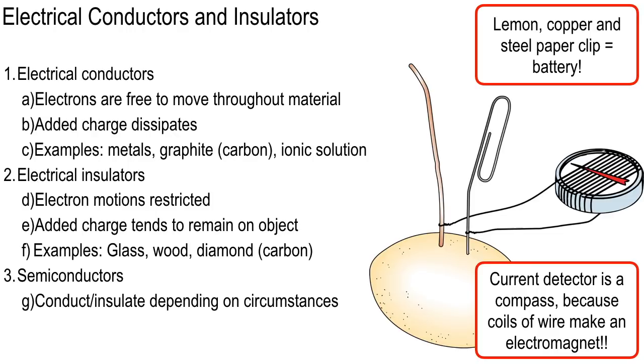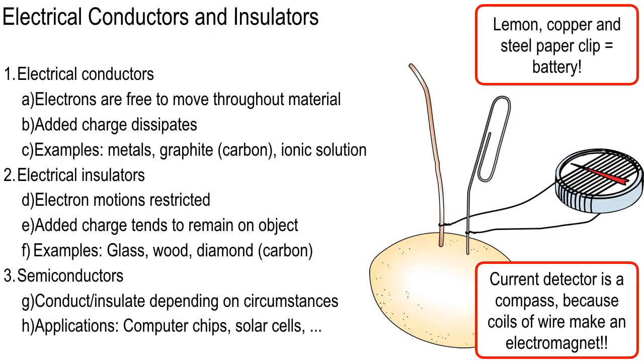What these do is conduct or insulate depending on the circumstances of voltage. If you put a voltage across it, it'll go from insulator to conductor or vice versa, depending on how you have it set up. Applications of that are computer chips, solar cells, stuff like that.